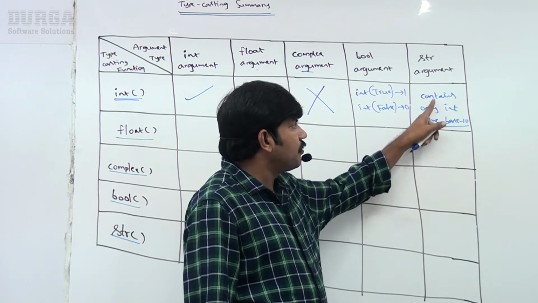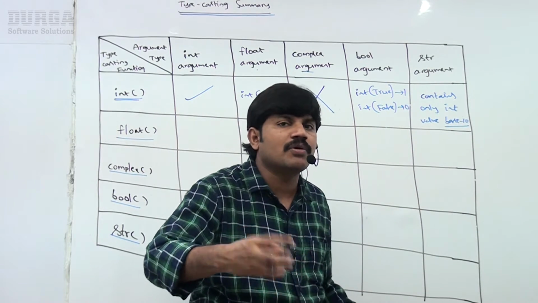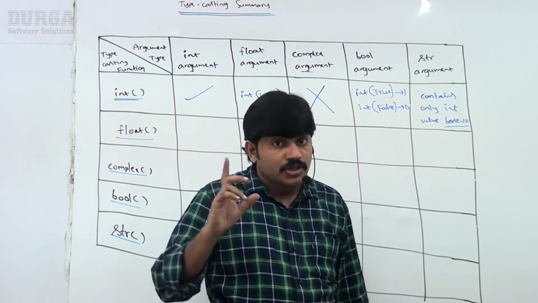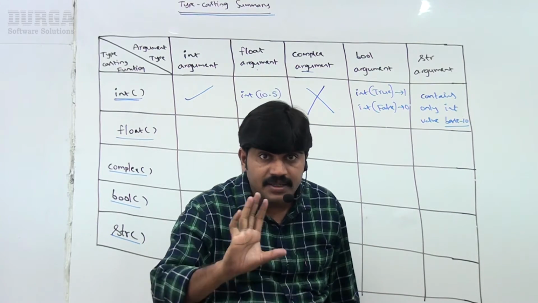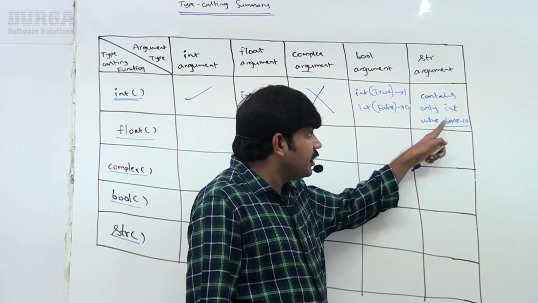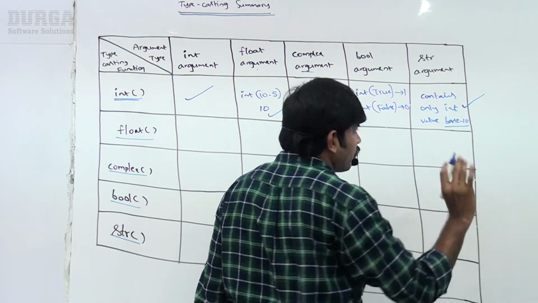Okay, sir, please make sure, sir. If you are passing a string argument, if you are trying to convert string to int value, the string should compulsorily contain an integral number internally and should be in base 10. Okay, conversion is possible, but you have to be aware of this rule.